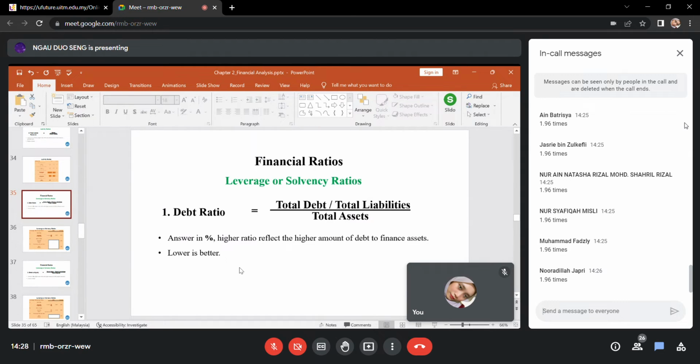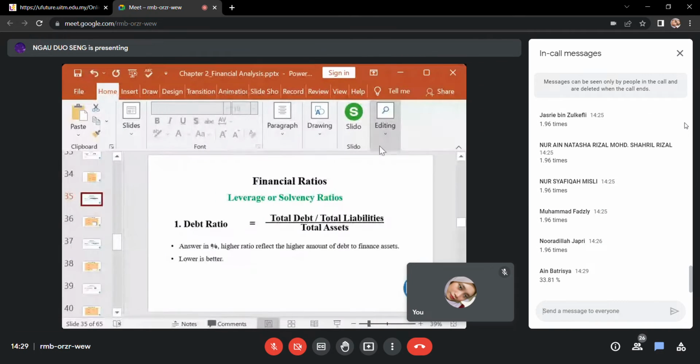Lower is better. Now please key in and give me your answer. Well, so fast, 33.81. We wait for the others, although you have answered. Try to find on your own where to get the numbers. 33.81%, although you have the answer already.